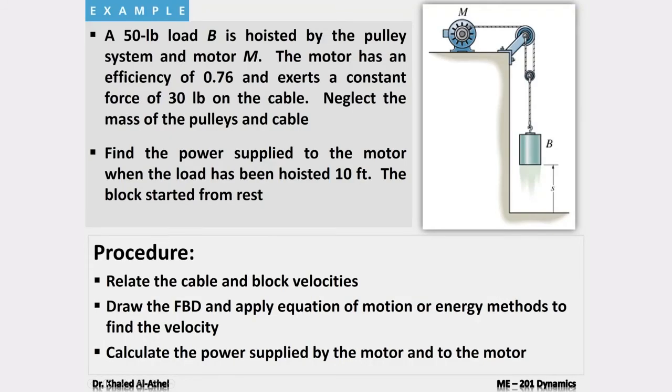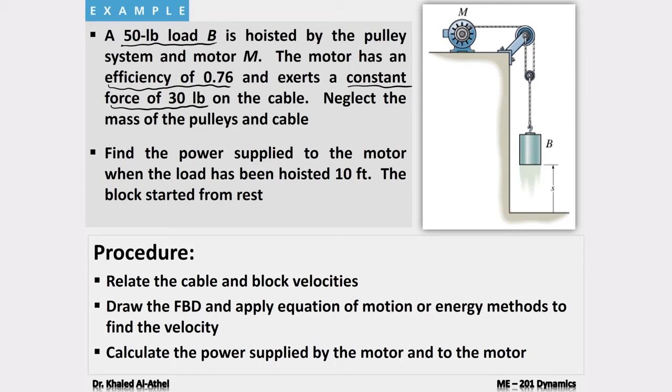A 50-pound load B is hoisted by the pulley system and motor M. Hoisted means being pulled upward. The motor has an efficiency of 0.76 and exerts a constant force of 30 pounds. So I already have the weight of load B, I have the efficiency of the motor, and I have a constant force of 30 pounds applied on the cable. Neglect the mass of the pulleys and the cable.